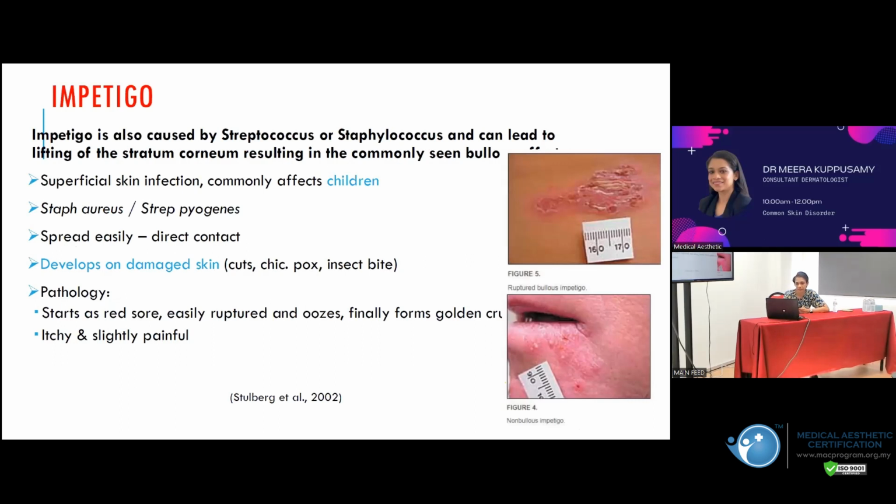So impetigo is very important and very easy to treat actually. It's caused by strep or staph, and it leads to lifting of the stratum corneum. That's why they get the bullous lesion. So there's lifting, and then it forms crust. It commonly affects children and spreads easily, especially from the nose. The patient touches the nose and touches surfaces. It can go on damaged skin or actually normal skin. It's itchy and slightly painful, usually around the mouth and the body.